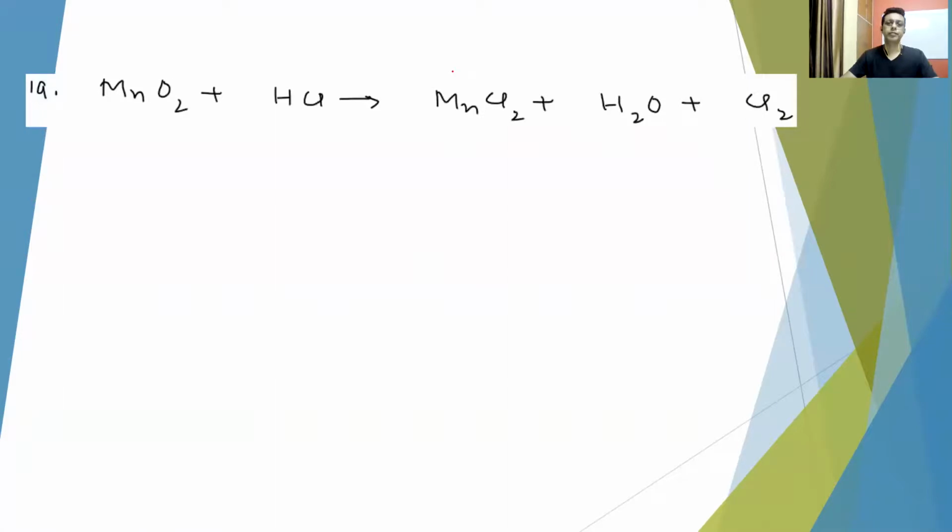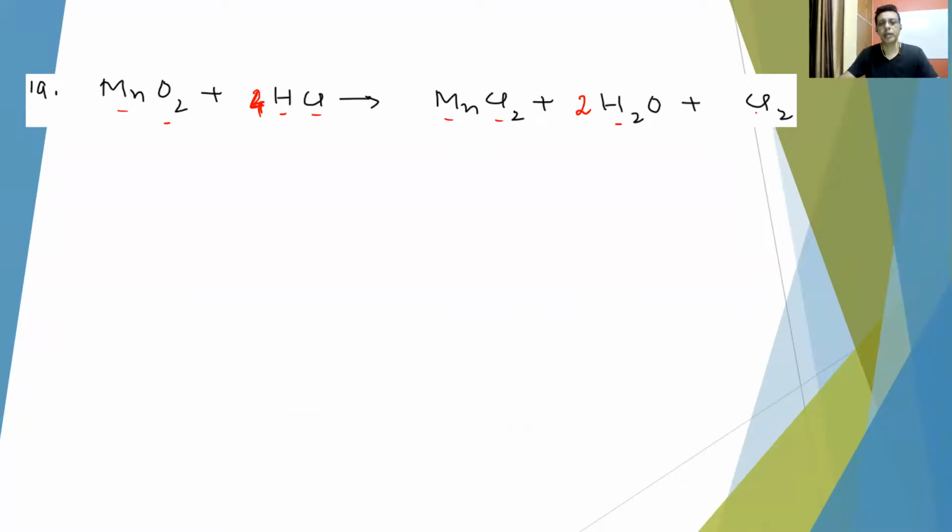So what about this? MnO2 plus HCl gives MnCl2 plus water plus chlorine. So manganese is already balanced. Chlorine is 2 here. So place 2 here. Chlorine is balanced now. Hydrogen 2 here. So hydrogen is also balanced. Oxygen is 2 here. And this side you have 1 oxygen only. So place 2 here. But once you place 2 here, hydrogen becomes 4. When hydrogen becomes 4, you have to place 4 here. So I made a mistake earlier.